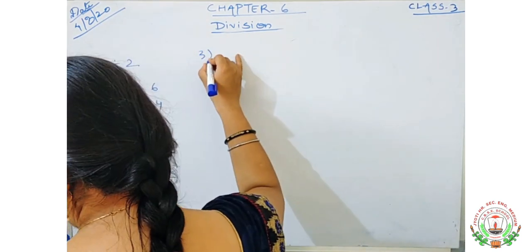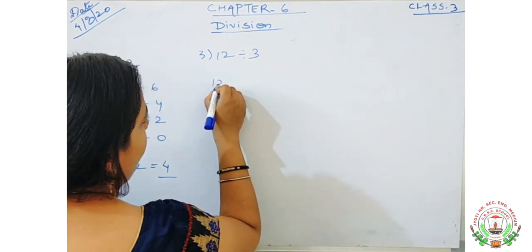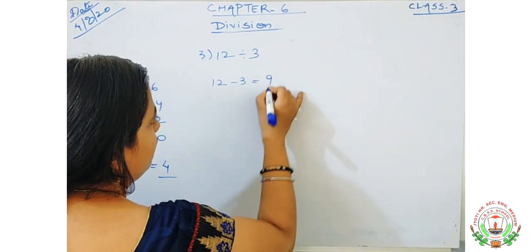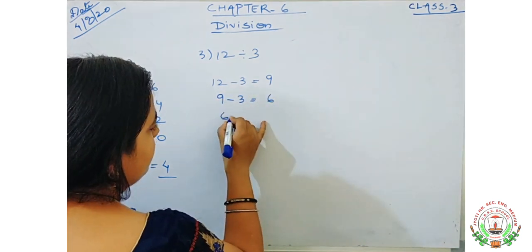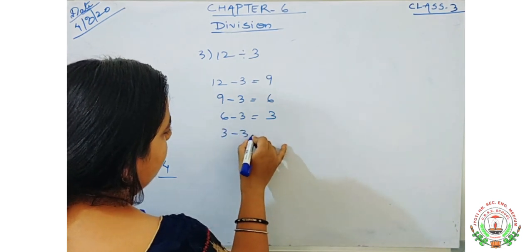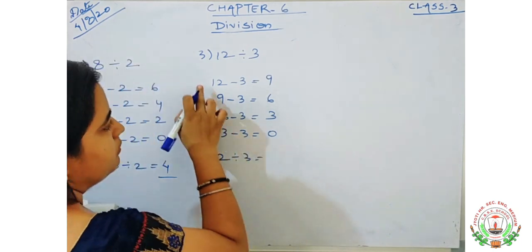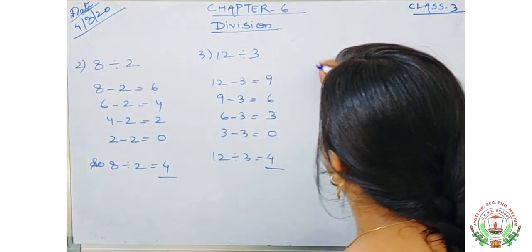Number 3 is 12 divided by 3. So 12 minus 3 is 9. 9 minus 3 is 6. 6 minus 3 is 3. 3 minus 3 is 0. So 12 divided by 3, how many times? 1, 2, 3 and 4. So what will come here? 4. Number 4.